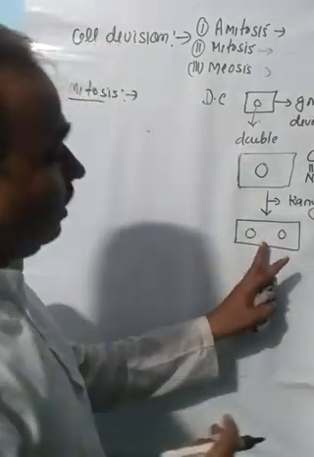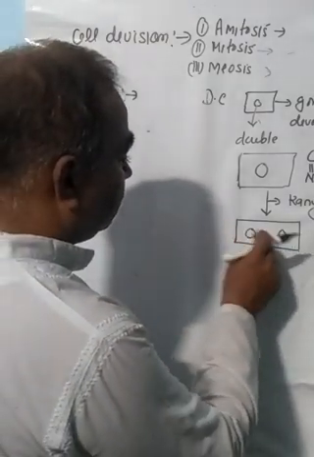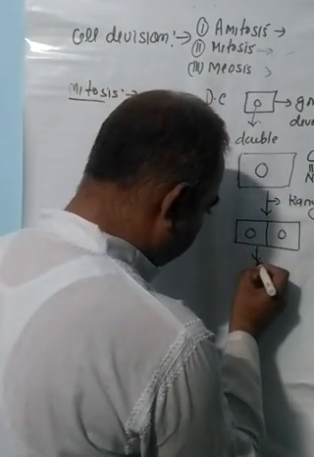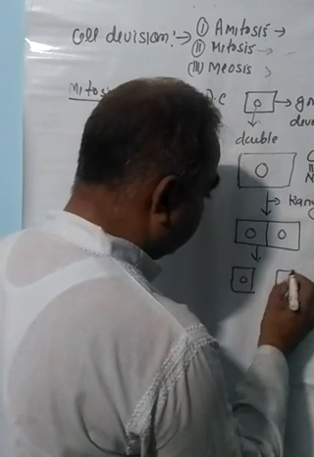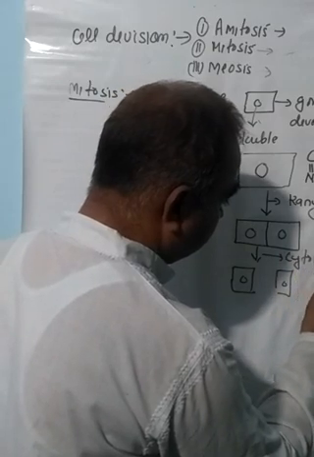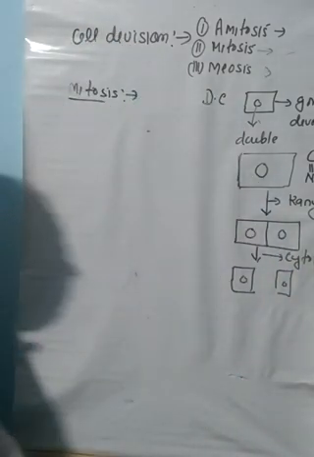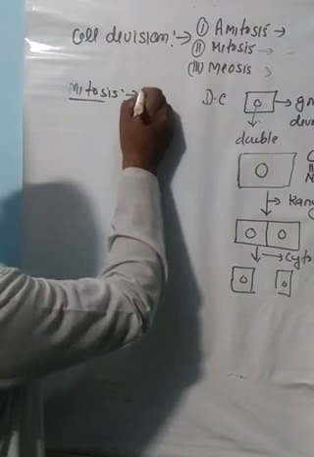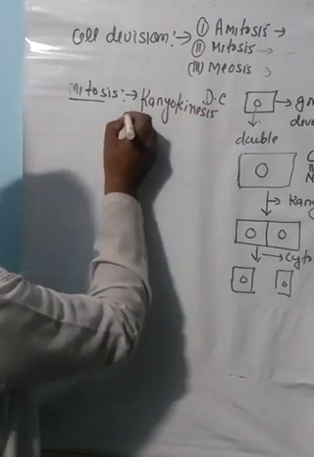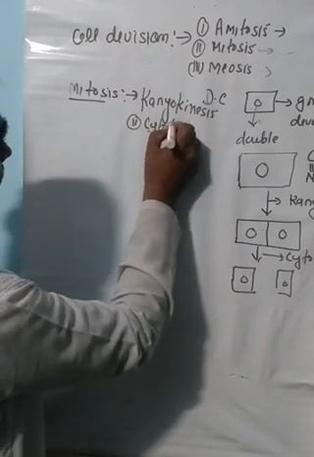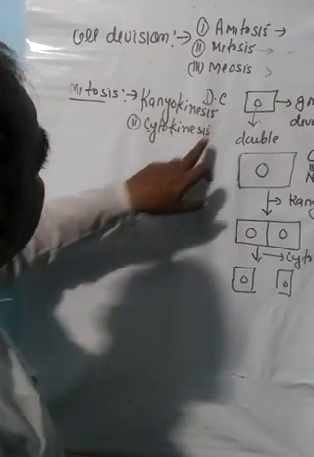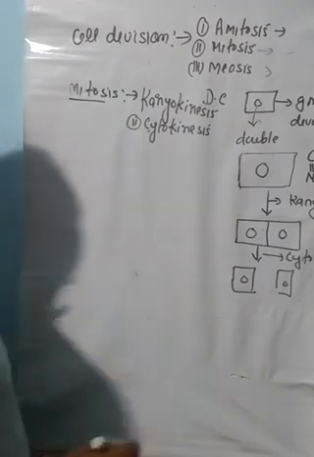karyokinesis. And after that, once again the ratio of the nucleus and cytoplasm becomes disturbed. Once again the cytoplasm will divide, and finally two daughter cells are formed, and this is called cytokinesis. So we can say in mitosis there are two types of division. One is karyokinesis, another is cytokinesis. First is karyokinesis and second is cytokinesis.